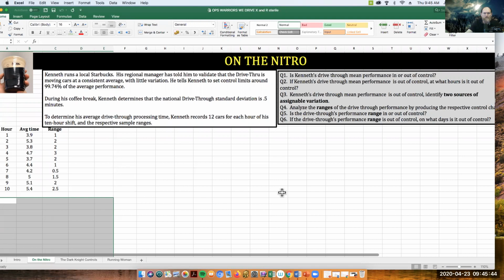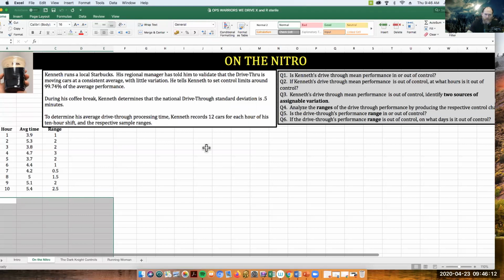His regional manager has told him to validate that the drive-through is moving cars through at a consistent average with little variation. And he tells Kenneth to set control limits around 99.74% of the average performance. So there's that 0.9974 that we just messed with. So we know that we're going to have a Z of 3 that we're going to be using here.